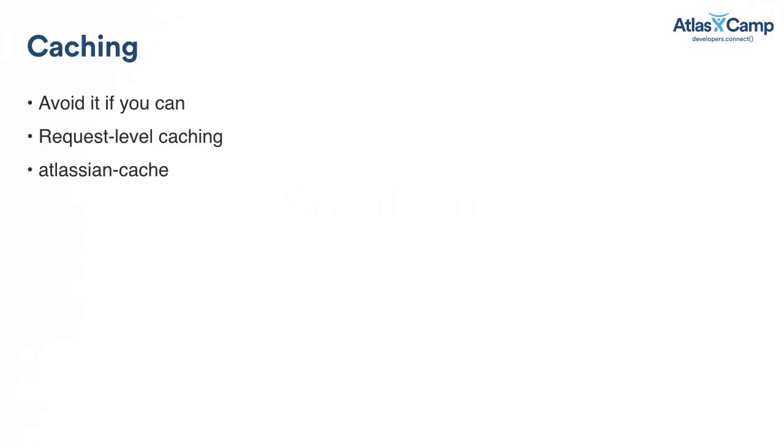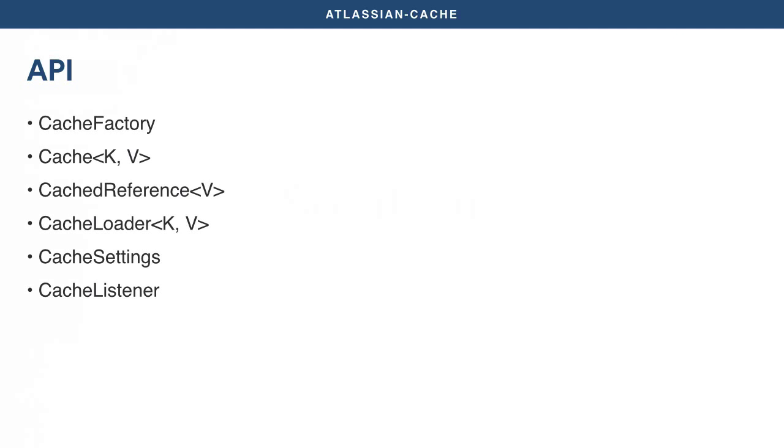If none of that works, then we've come up with a framework, an abstraction that's called Atlassian Cache, and that allows you to create cluster coherent and cluster aware caches that keep in sync across the cluster. So let's have a look at what that API looks like. The cache factory is actually the entry point into the Atlassian Cache APIs. It is the factory that you use to obtain a cache or a cached reference.